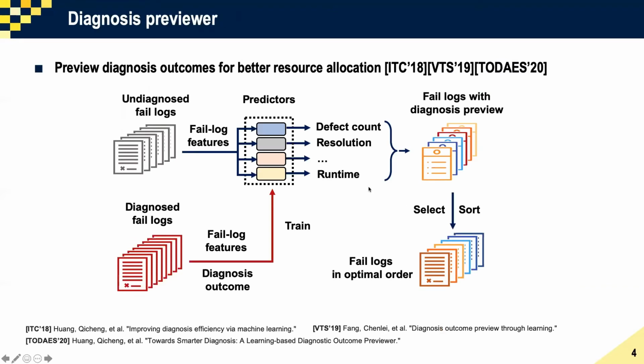Towards this goal, we develop a diagnosis previewer to predict diagnosis outcome directly from fail logs. First, from a set of diagnosed fail logs, we extract some features as well as the corresponding diagnosis outcome to train several predictors. They work independently to predict different aspects of diagnosis outcome. Once the prediction models are trained, they can be applied to undiagnosed fail logs so that each fail log can have a profile indicating the predicted diagnosis outcomes.